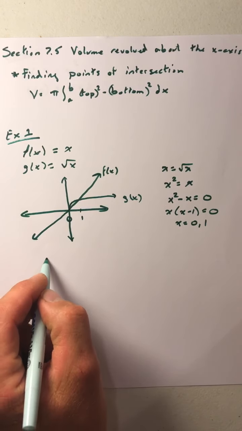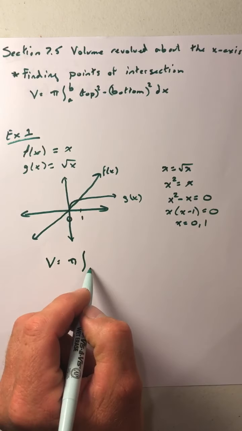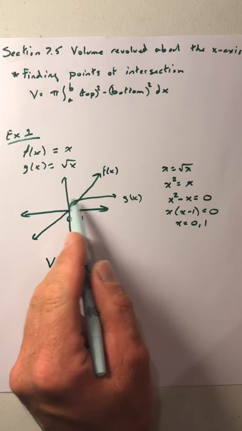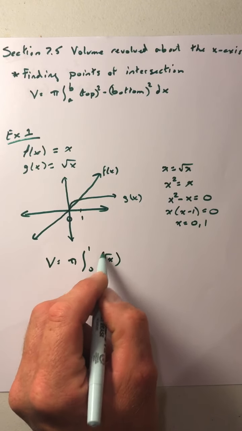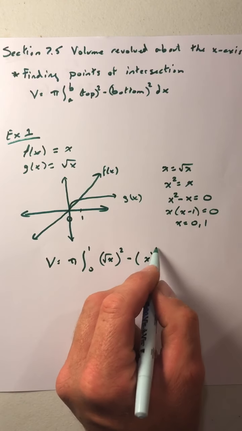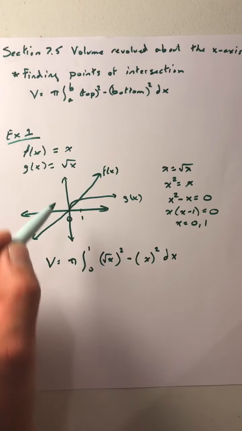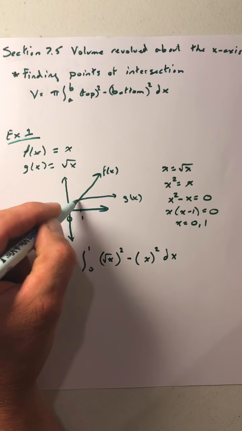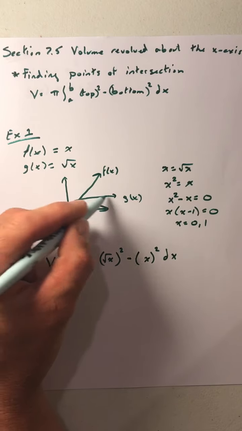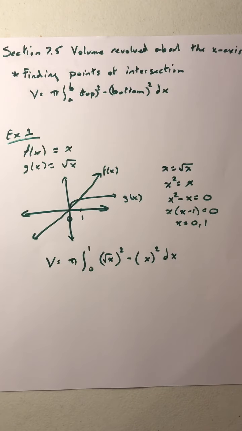So now what does our volume look like? Well, we have pi times the integration from those two endpoints, 0 to 1, of our top curve, which is the square root of x squared, minus the bottom curve, which is x squared, dx. And remember, we're looking for the one that has the higher y values in that region. This radical has higher y values until we get to 1, then it has lower y values. But we're only interested in the region created by those two functions.